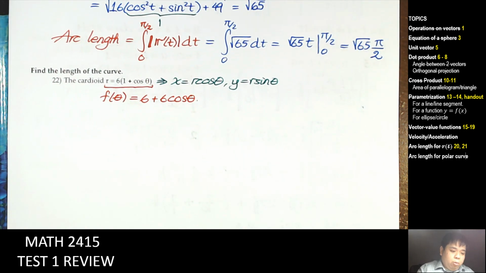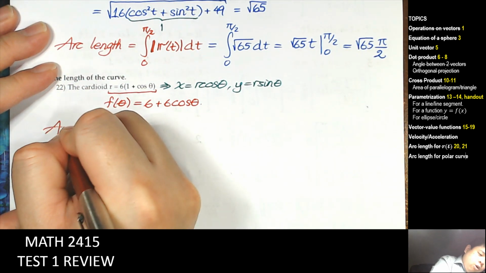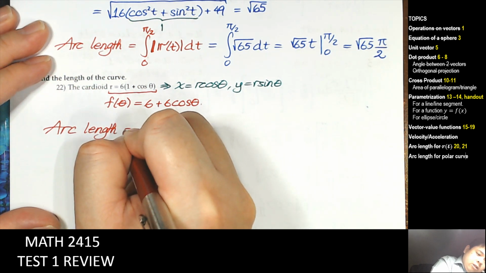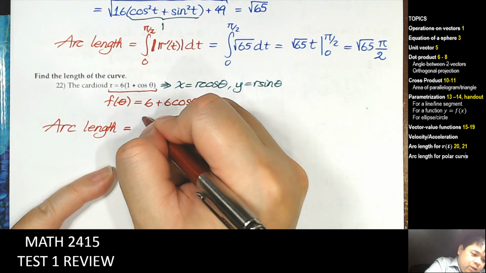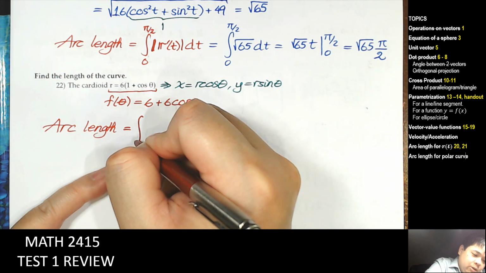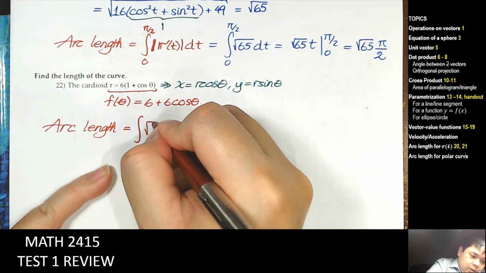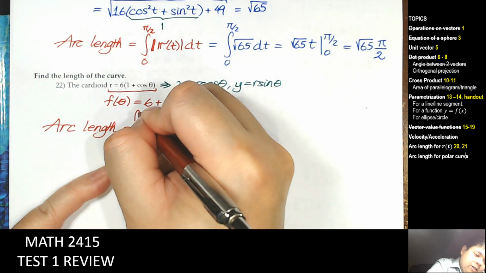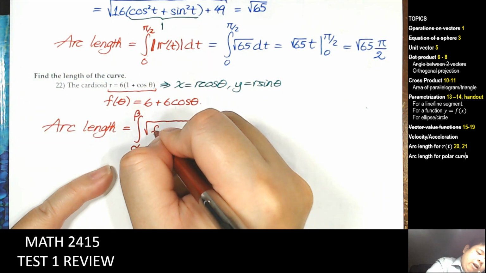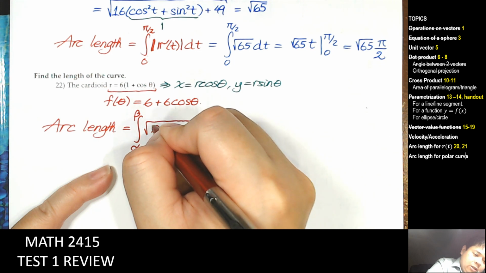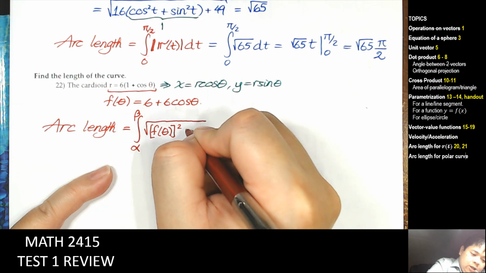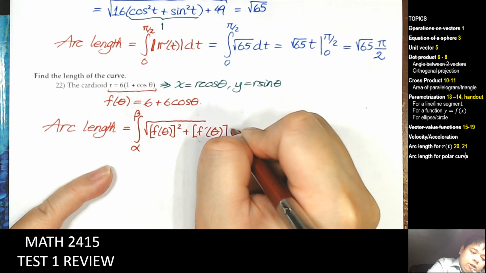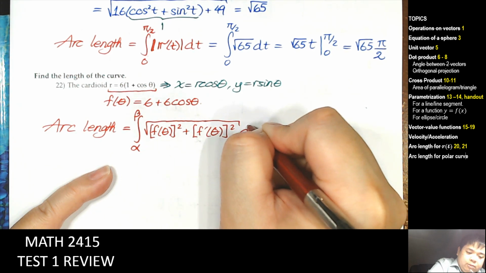The arc length formula for the polar curve is going to be the integral from alpha to beta of the square root of the function squared plus the derivative squared. So it's a completely different formula.